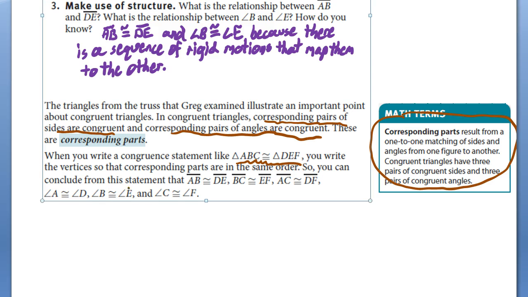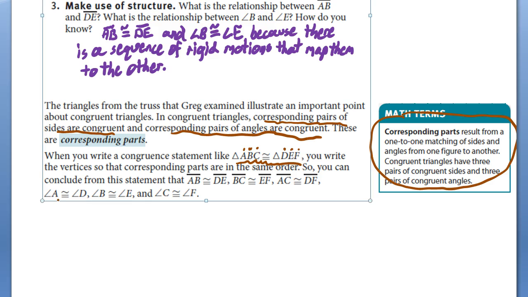So you can conclude from this statement that segment AB, use the first two letters, is congruent to segment DE, those first two letters. Or that segment BC is congruent to EF. BC is the last two letters in this triangle name. EF is the last two letters in this triangle name.